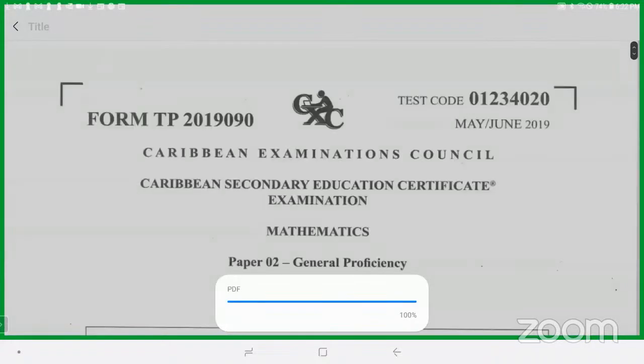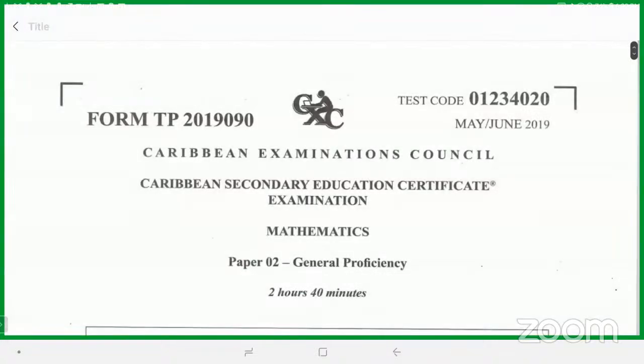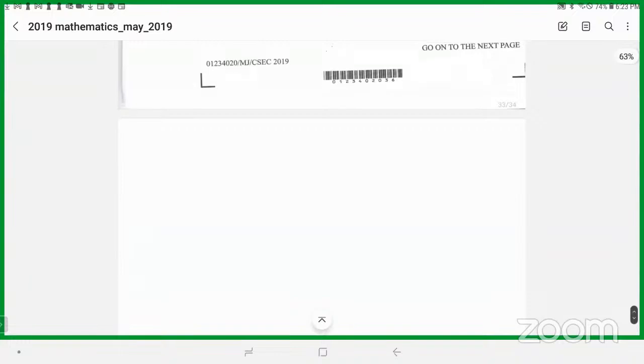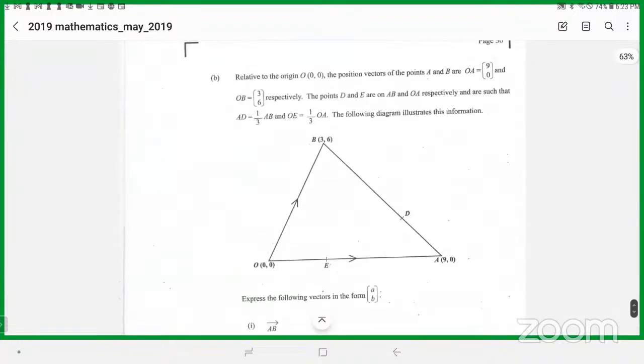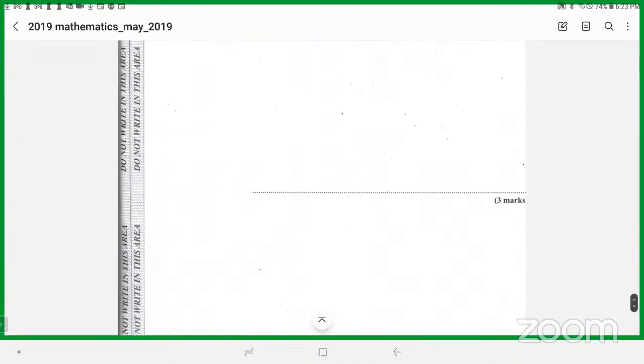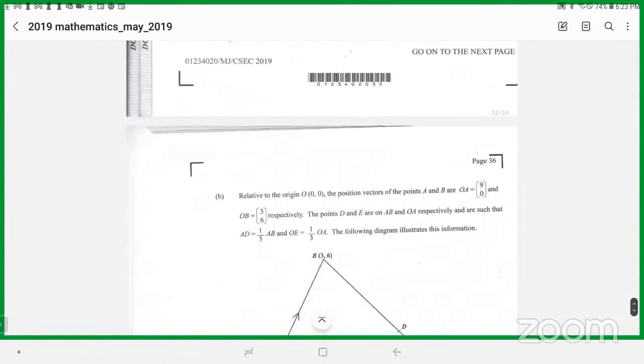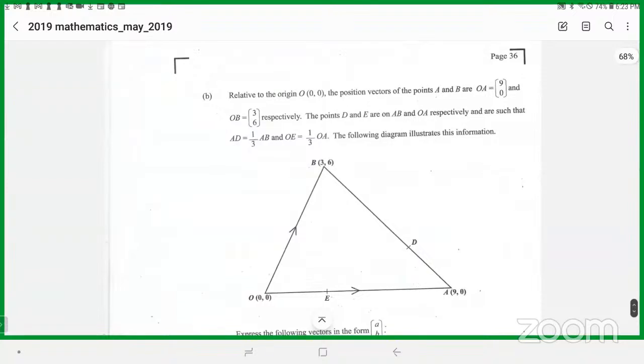All right. Let's look at this now. 2019 vectors. Always is in section 2. Last question. All right, there you go. Let's see if this part is vectors as well. Nope, that's matrices.